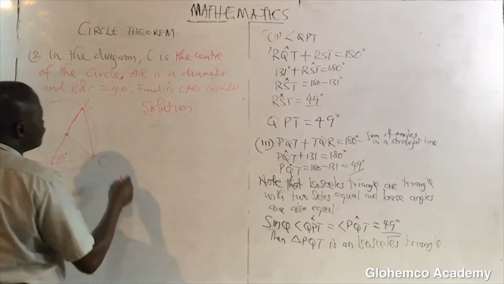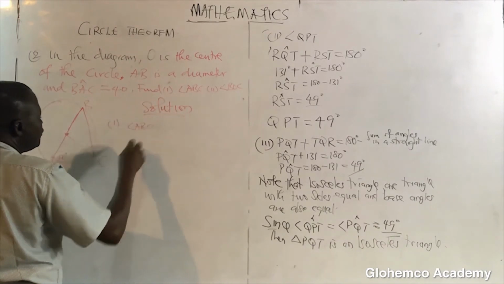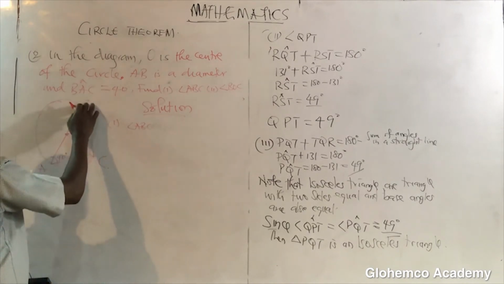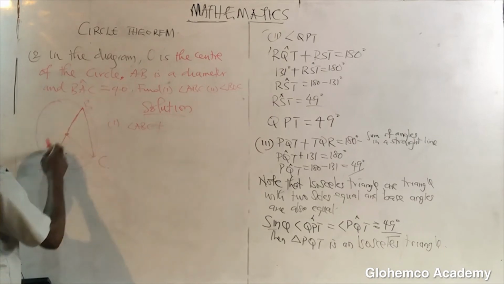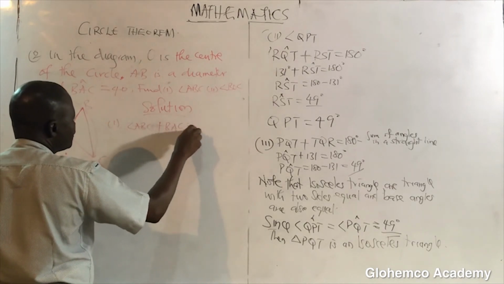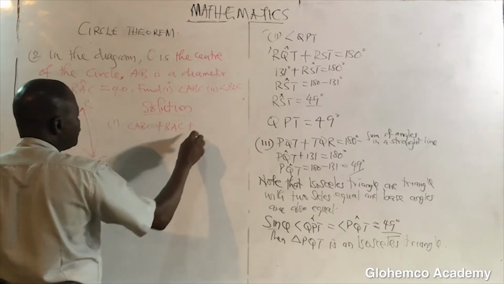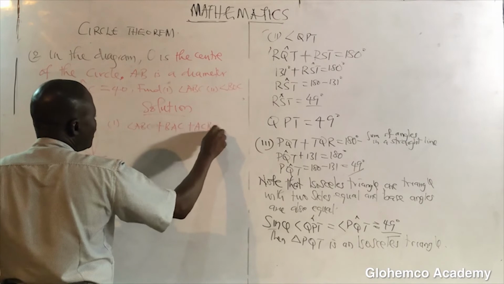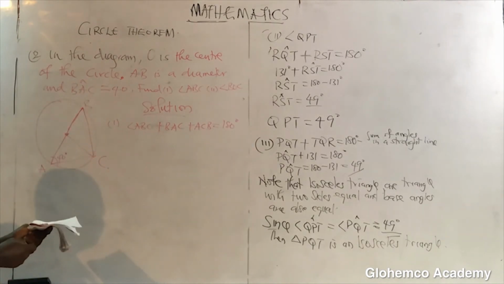So we have to find one. We want to find angle ABC. What is ABC plus what? BAC plus ACB. Everything must be equal to 180. That is the sum of angles in a triangle.